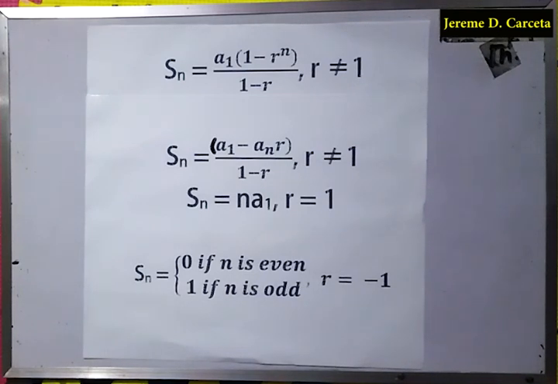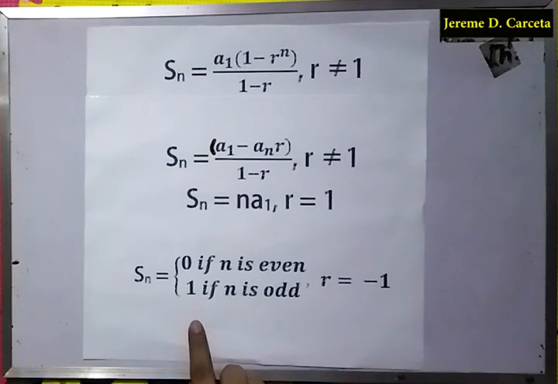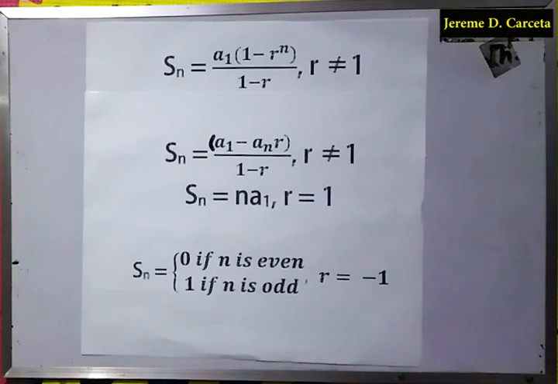We may have two possible answers for the sum of the terms. So we use 0 if our n is even, and if our n is an odd number, our sum of the terms would be 1. So let us have an example.